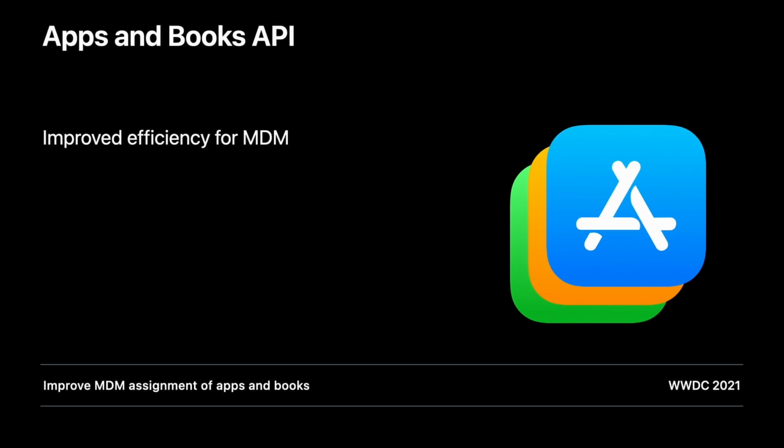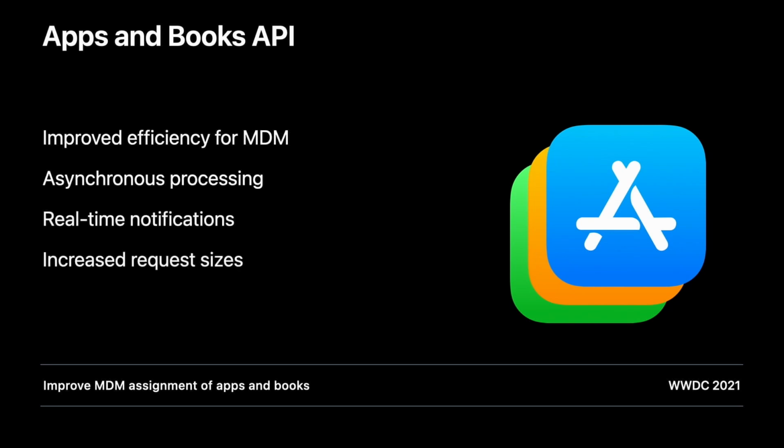I want to highlight the new version of the Apps and Books API in Apple School Manager or Apple Business Manager. This API is used by MDM to assign apps and books to your users or devices. The new Apps and Books API uses asynchronous processing, provides real-time notifications for state changes, and supports increased request sizes. As an example, a deployment of 25 apps to 10,000 users used to take 25,000 requests, and can now be accomplished in just 10 requests.